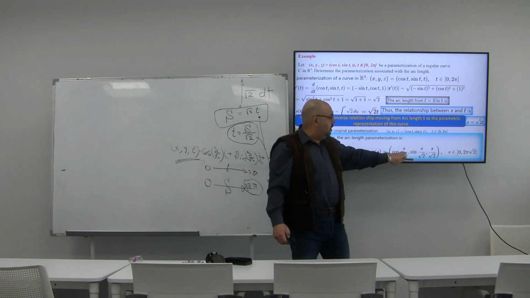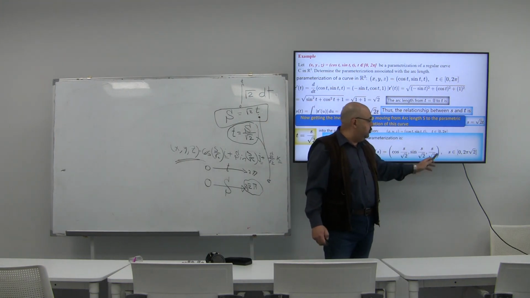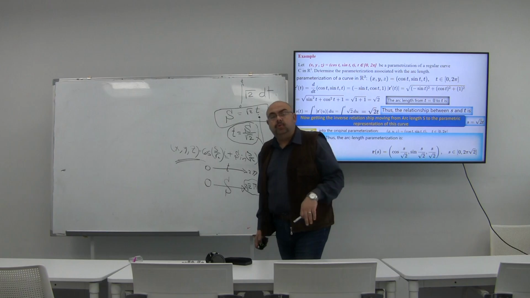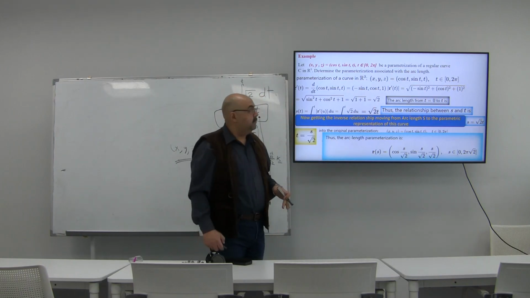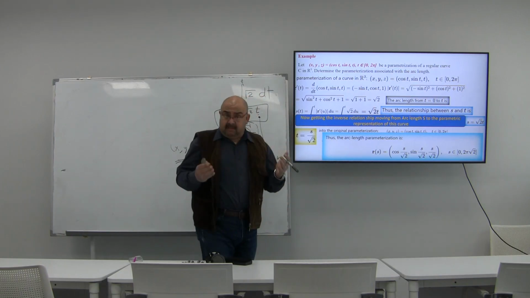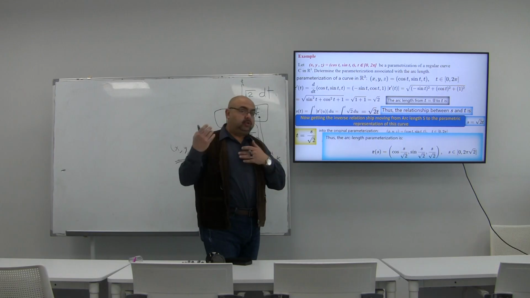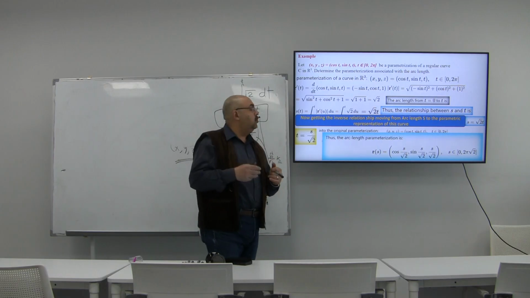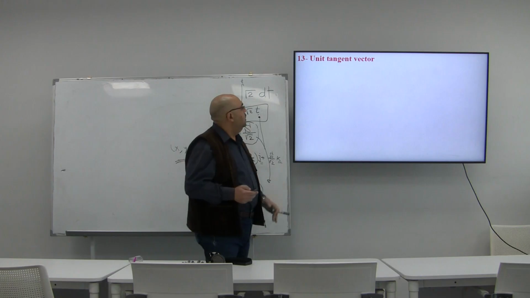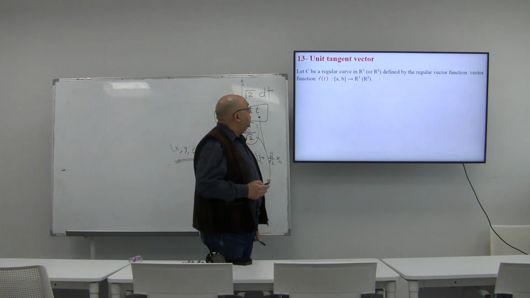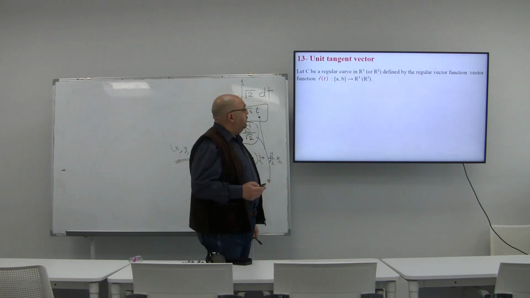S over root 2, sine S over root 2, and S over root 2, while S belongs to this interval, as you can see. The topic is simple steps compared to what we had previously in other courses. It's very, very simple. Now, for the unit tangent vector, let's see the regular curve on R.